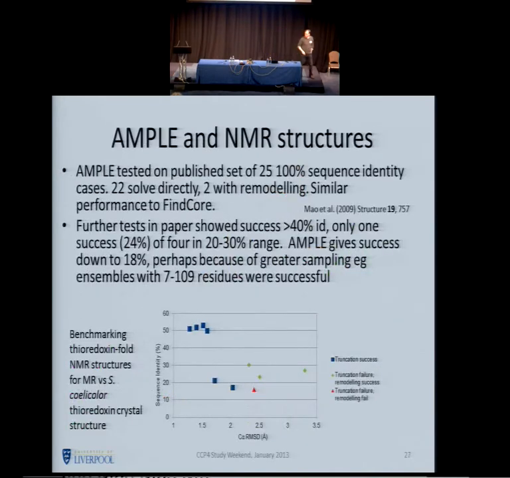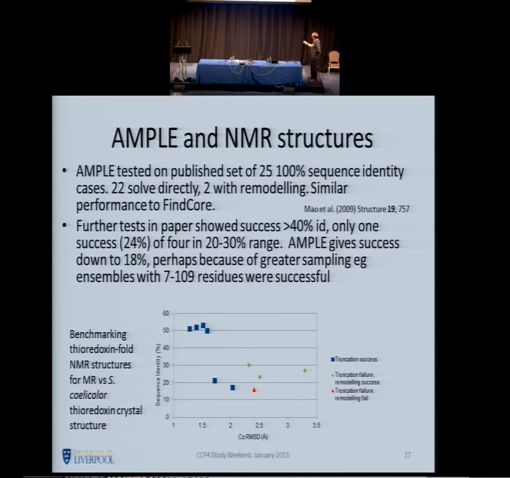We're quite encouraged and pleased by the results first with NMR structures of AMPLE. So here, conveniently, is a paper from 2009 where they produced a tool called FindCore, which was specifically designed to find core structures from within NMR ensembles and use them for molecular replacement. So we compared AMPLE's performance on the structures in that paper, and we find, without any fiddling to AMPLE, we actually get the same performance really as FindCore on those test cases.